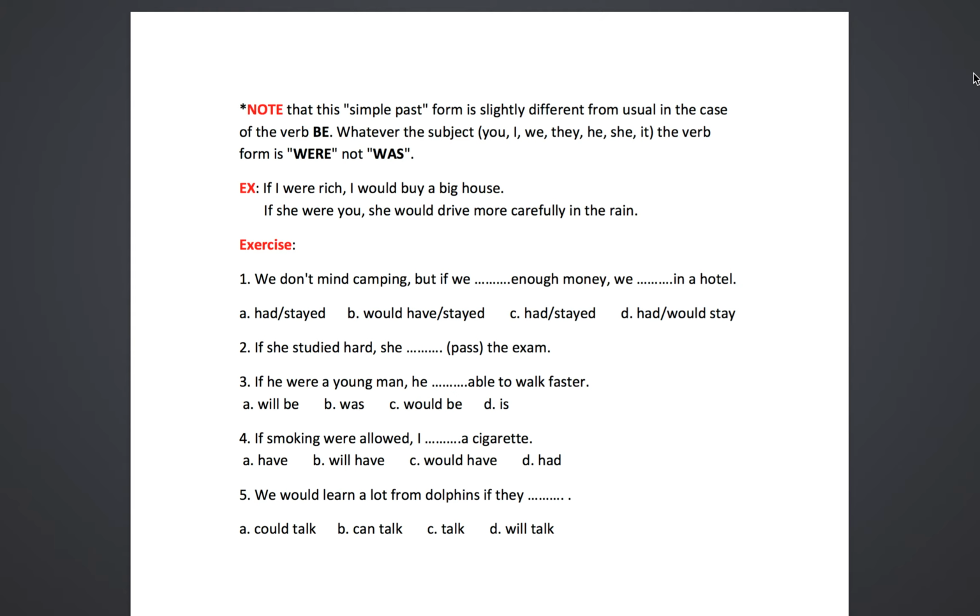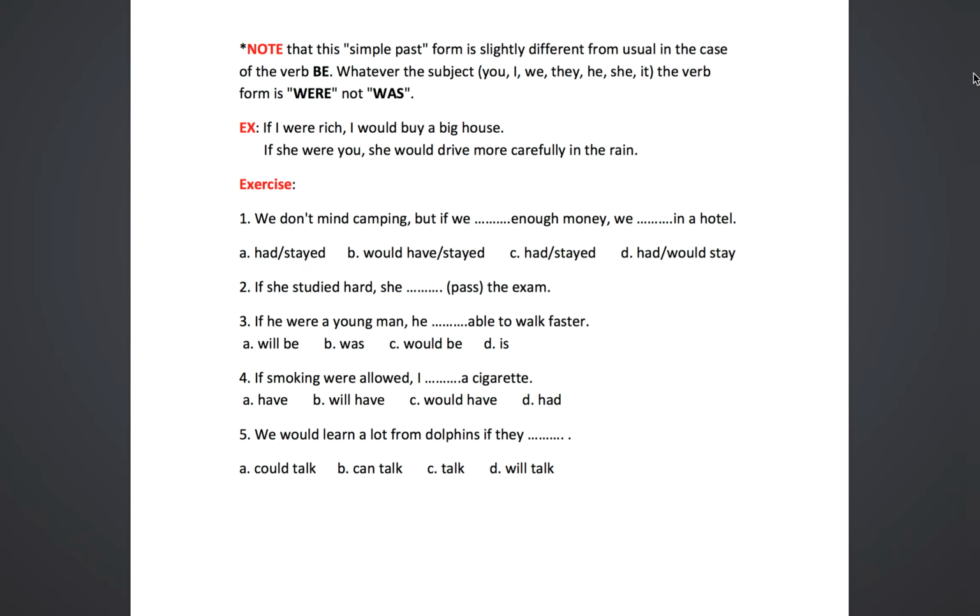Here are some examples. If I were rich, I would buy a big house. Here we have the verb to be with the adjective rich. If I were rich, actually we always said I was. You may not have ever heard that you can say I were, but here it's: if I were rich, I would buy a big house. And the second one is, if she were you, she would drive more carefully in the rain. If she were you, not if she was you, because she couldn't be you.